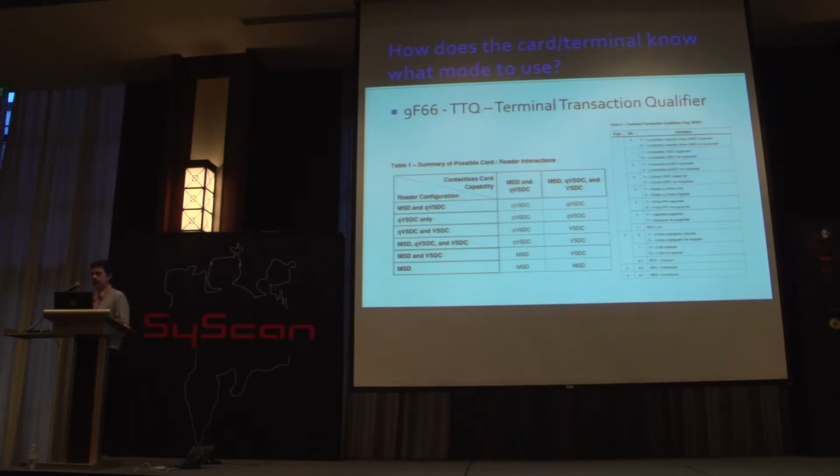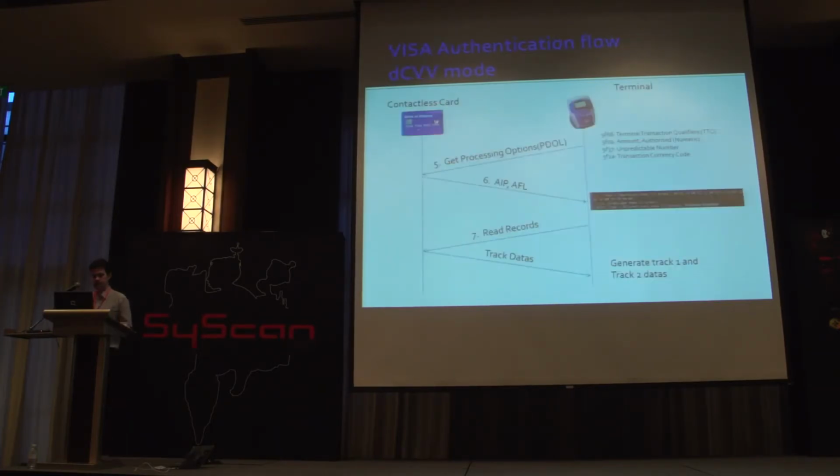So generally, in a Visa transaction, the terminal is able to tell us what it wants to support, and then the card's able to select how it wants to proceed as well. So in a Visa authentication flow in DCVV mode, we've got these steps here. I've done all the initialization stuff, so we know we're using a Visa card, and we know what the terminal supports.